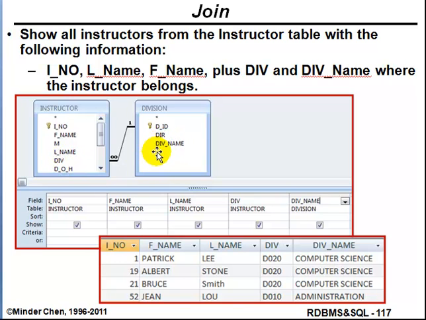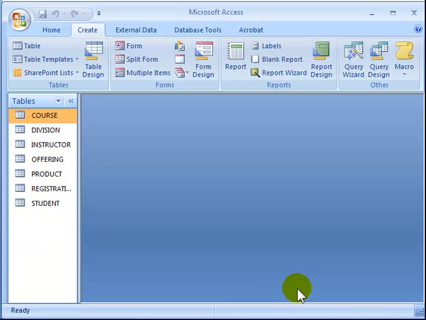However, the division name is not in the instructor table, so we cannot actually complete this query using just a single table, instructor. We need to actually get the division name. The way to get it is to connect the instructor table and the division table. The common column that we use to make the connection is div in the instructor table and d_id, the primary key in the division table. So this is how the query can be defined in the design view in Access, and this is the result of the query. So let's go through the process here.